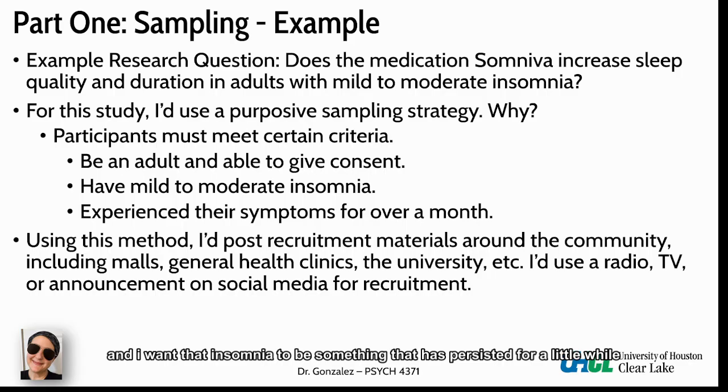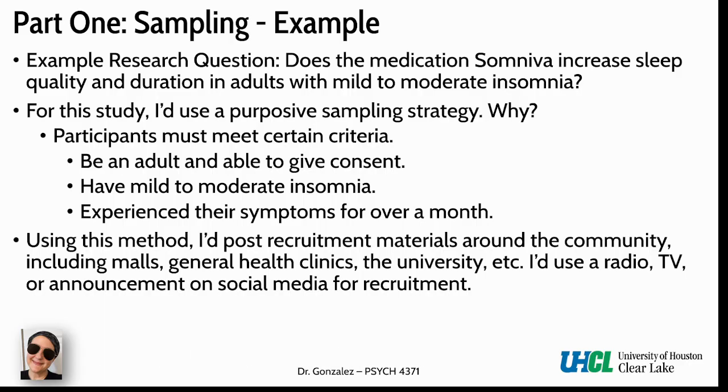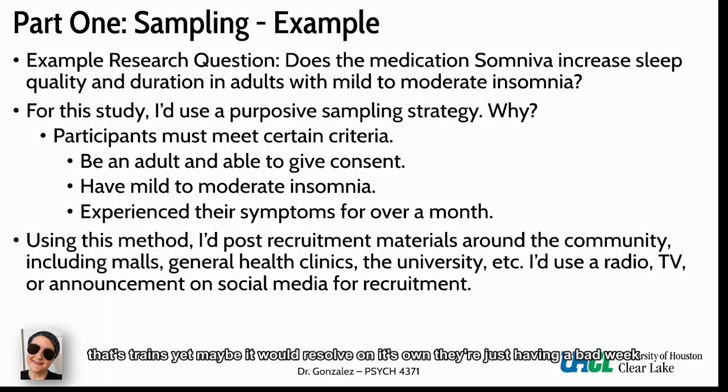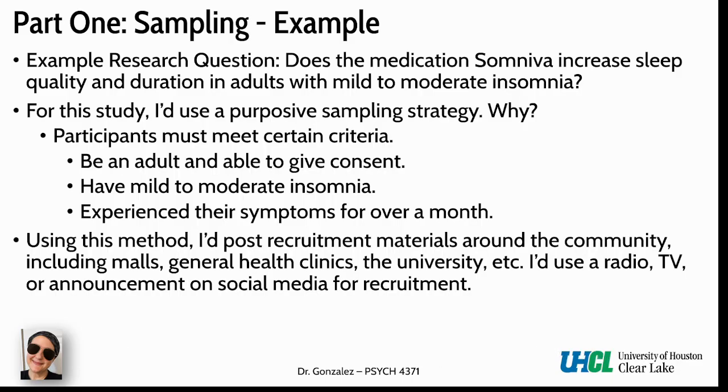And I want that insomnia to be something that has persisted for a little while. I don't want somebody who all of a sudden last Tuesday began to experience insomnia and it be something that's transient. Maybe it would resolve on its own. They're just having a bad week. So I need my population that I'm going to pull from to have experienced their insomnia symptoms for over a month. So using that purposive sampling strategy, I would post recruitment materials around my community.